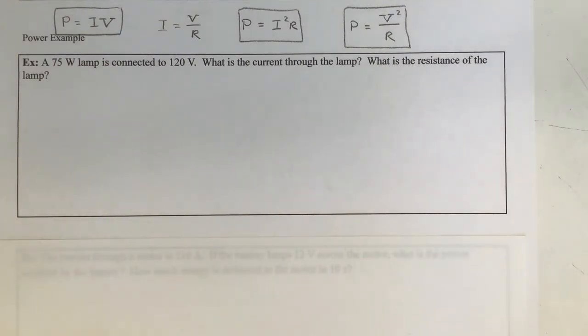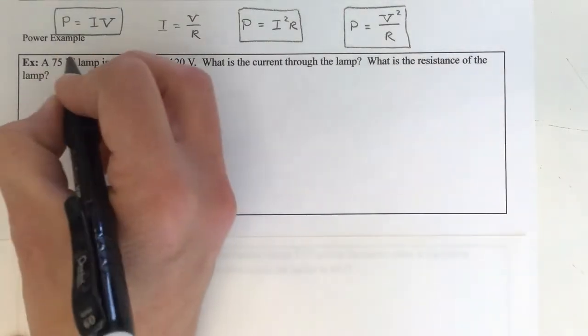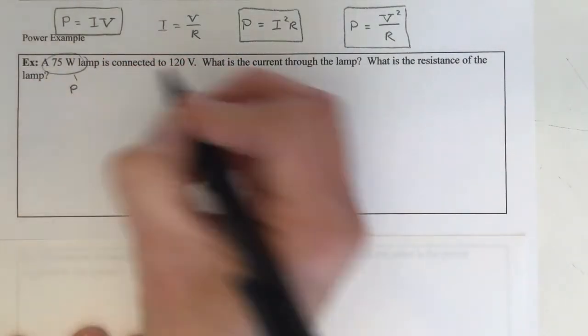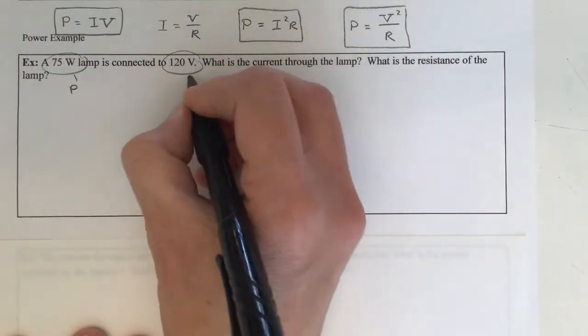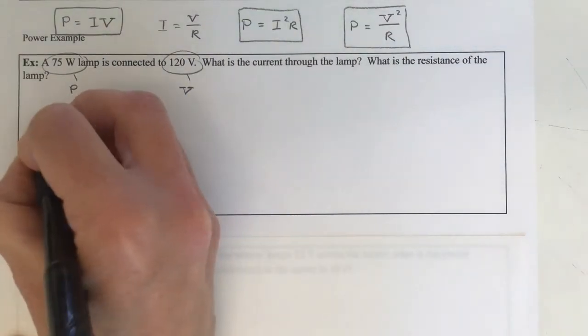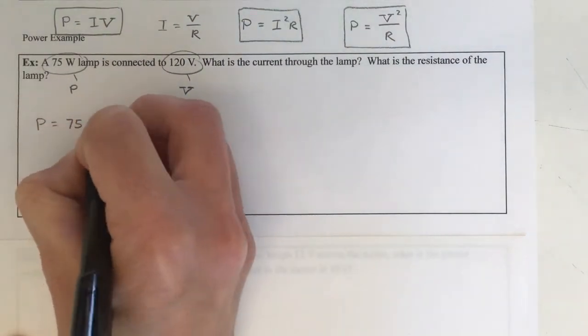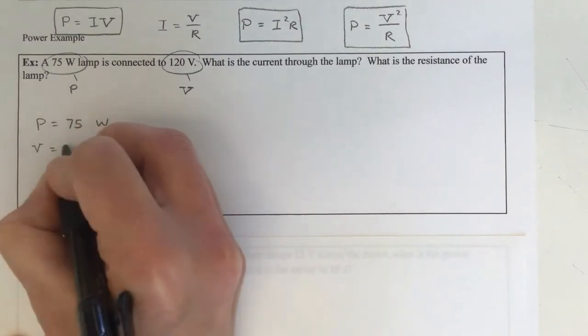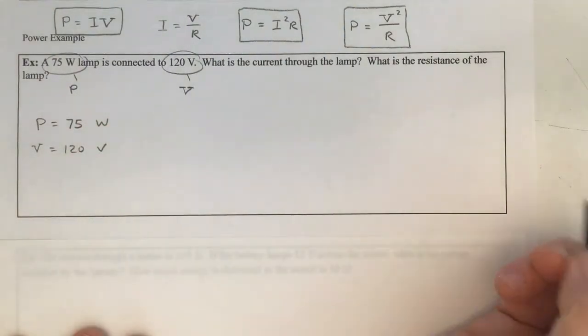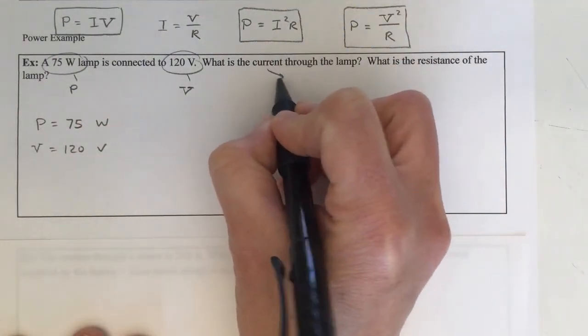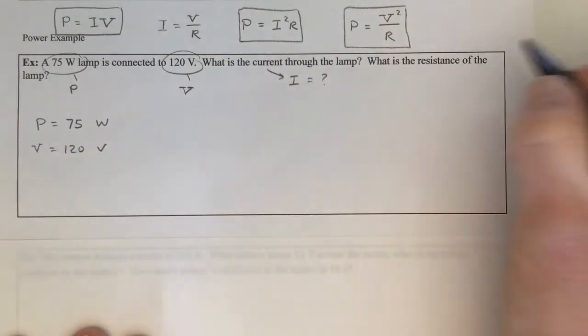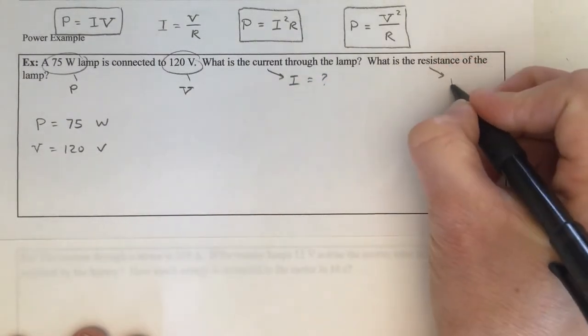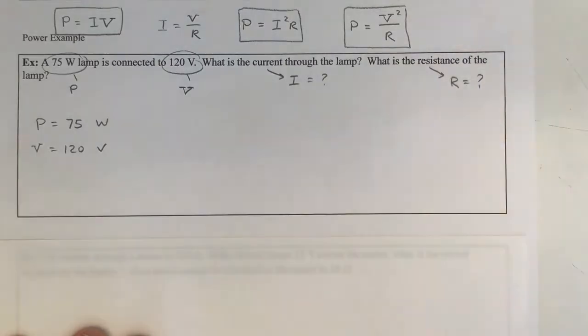So this first example says a 75 watt lamp is connected to 120 volts. And then what is the current through the lamp and what is the resistance of the lamp? So this first 75 watts, that's my power. And then 120 volts, that's my voltage. So the things that I know: my power is 75 watts, and I know my voltage is 120 volts. So the first thing I'm tasked with figuring out is what is the current. So I want to know what the I value is, and then I want to know what the resistance value is. So that is my two unknowns that I'm trying to figure out here.